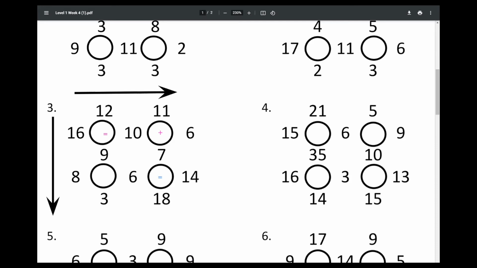Why don't we work one way? Why don't we work down? So 12 equals 9. So what do we put between 9 and 3 to make this problem true? Cam told me in the chat that it should be 9 plus 3. All right, does that work with everybody else? Does 9 plus 3 equal 12?